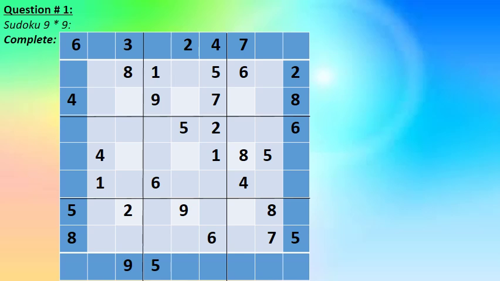What should we do? We start at the boxes. What do we have in this Sudoku? We have rows and columns, blocks of 3 by 3. Which numbers should we use here? From 1 to 9. No number should be repeated in a block or a row or a column.